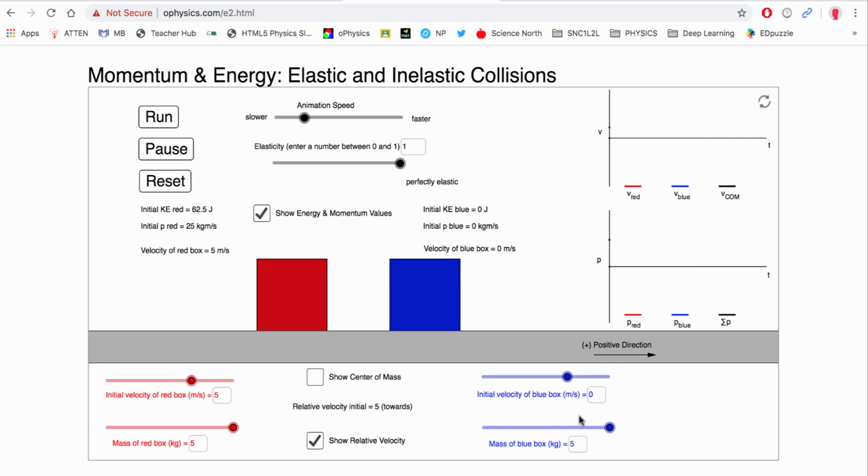Let's have the blue box moving towards the red box. So I'm going to put in -5. So the red one's moving towards the right at 5 meters per second. The blue one is moving towards the left at 5 meters per second.